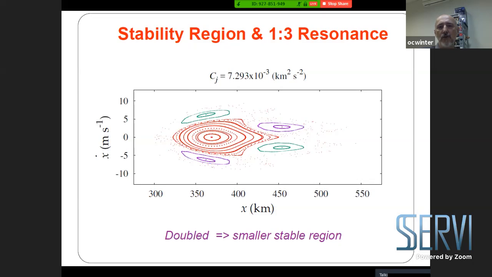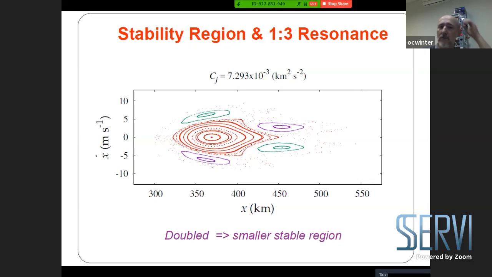Since we have 2 solutions, it actually divides the space in 2 parts, making the stability around the 1 to 3 resonance much smaller. It's like breaking a stable region into 2 small regions with chaotic regions between them. That makes this resonance much weaker than what could be expected. Formally, this resonance could be thought of as the 2 to 6 resonance, so it has another order of magnitude, much smaller.